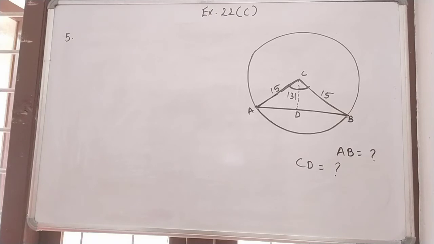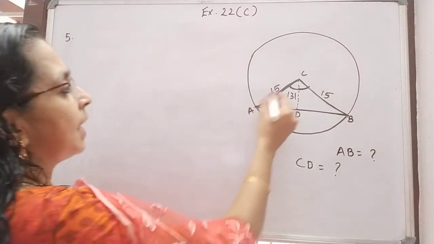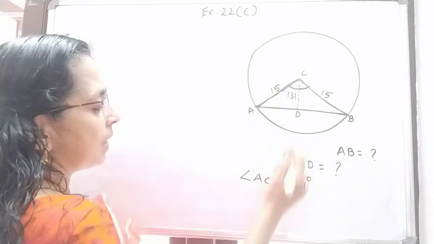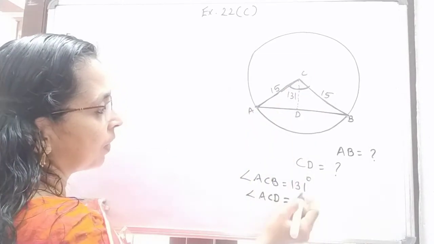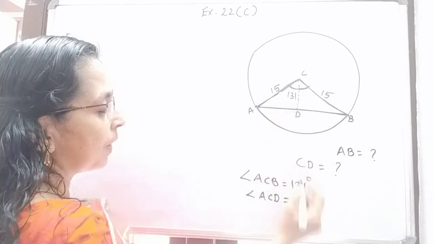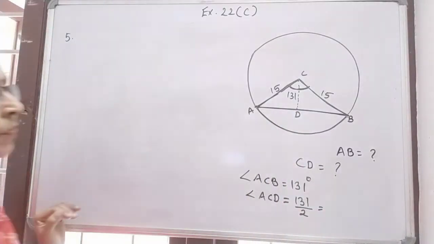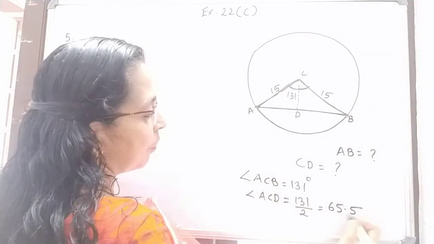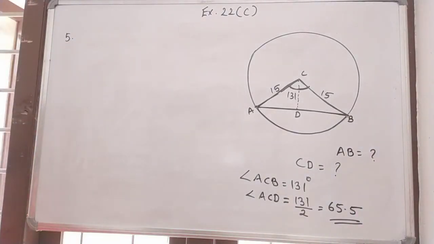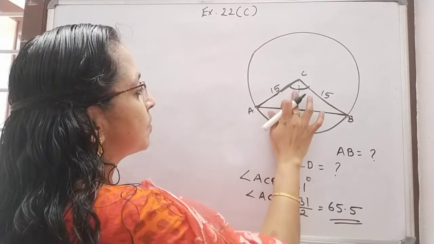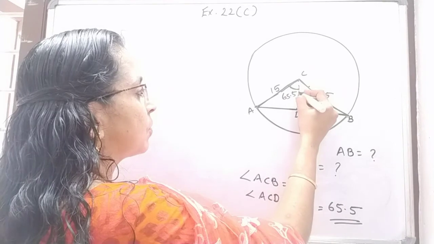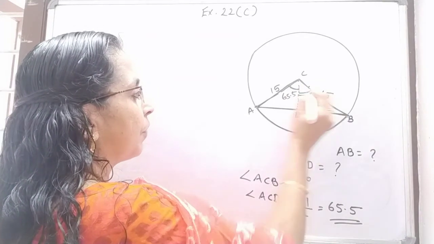So given ACB is 131 degree. What will be angle ACD? Angle ACB is given as 131 degree, so automatically angle ACD will be half of 131, that is 131 divided by 2, which is 65.5. So this will be 65.5 and this also will be 65.5. We have to find out AB.